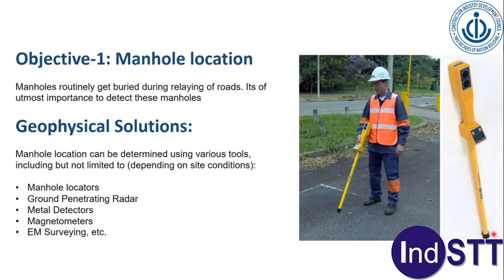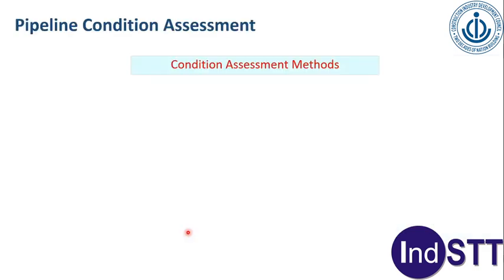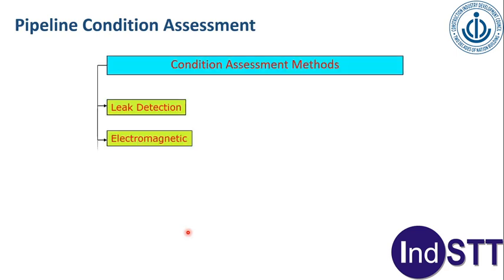Condition assessment. Now we come to condition assessment. When we talk about condition assessment, there are different methods which we can talk about. We'll list them one by one. First we are talking about leak detection. Once we talk of leak detection, there are different methods: acoustic, sonic, hydraulic. So there are various methods which are available for leak detection.